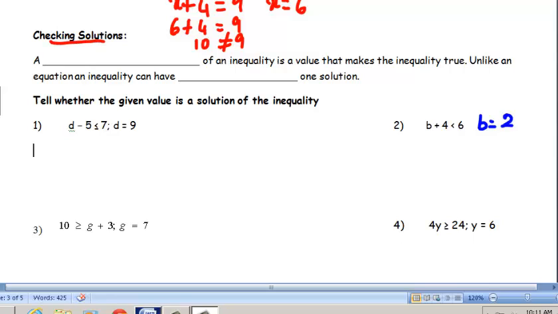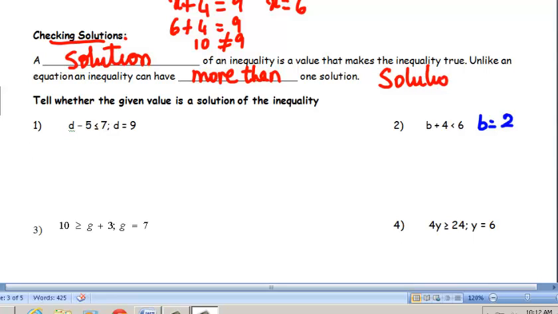So, checking of solutions. A solution of an inequality is a value that makes the inequality true. But here the difference is that unlike an equation, an inequality can have more than one solution. We'll talk about it in a minute. This is called a solution set because it's a set of numbers, and all those or any of those could be the answer. Let's go ahead and take a look at the first one and figure it out.